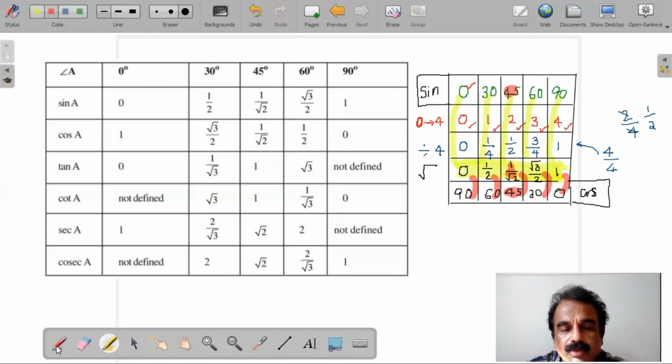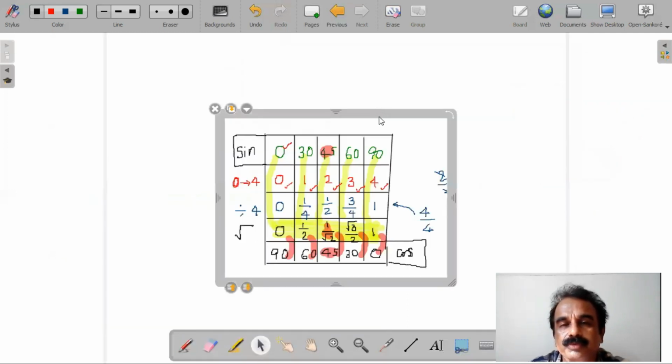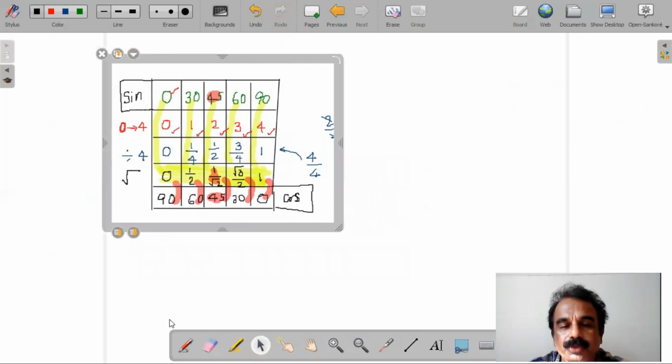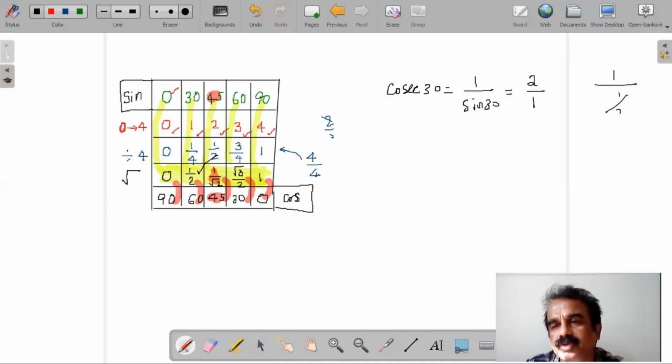Now, if sine and cos are known, then it is very easy to get the other functions, because we know the reciprocal of sine is cosec. That means if you want to get cosec 30, it will be the reciprocal of sine 30. Sine 30 is 1 by 2, then cosec 30 will be 2 by 1. Very simple. Actually, we get it by 1 by 1 by 2, which is 2 by 1. The reciprocal is 2.